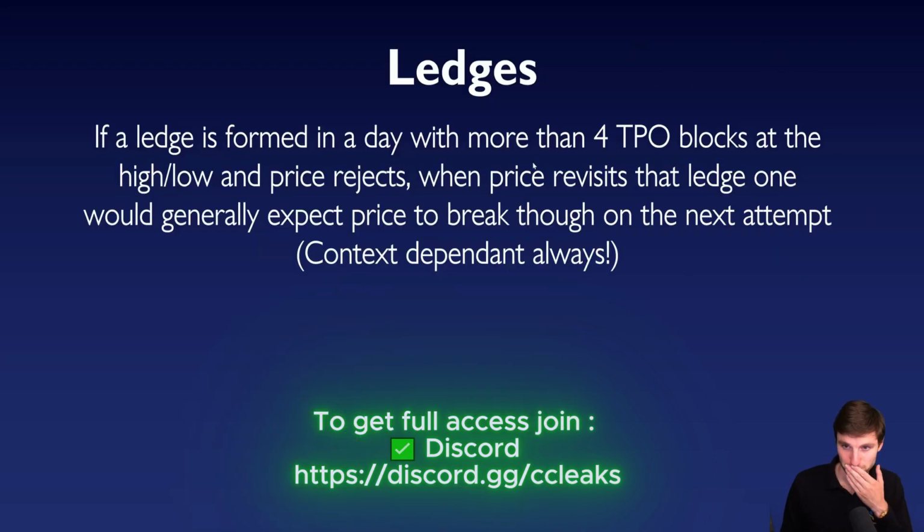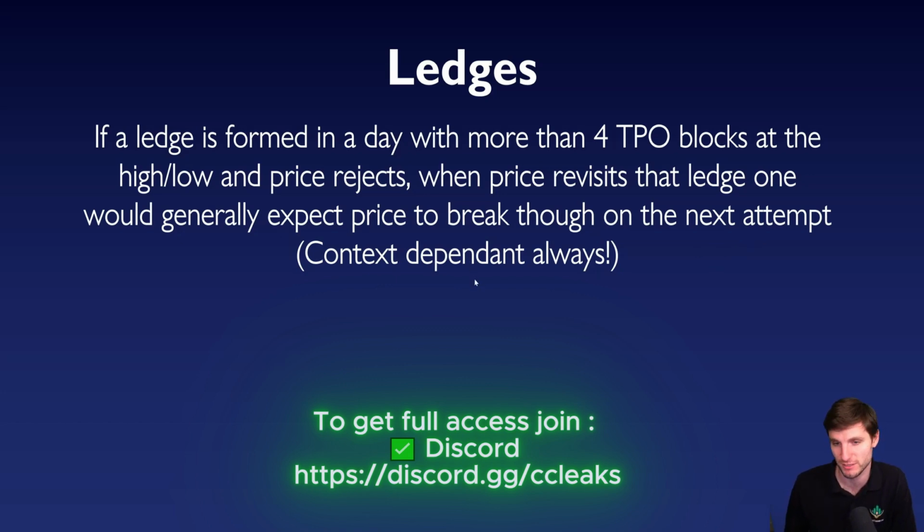So ledgers: if a ledge is formed within a day, and this is my personal idea, so this isn't going to be for everybody, but for me, if there are more than 4 TPO blocks at the high or low and price rejects, e.g. you've formed 4 blocks and are unable to break through a level and price then comes back down, e.g. the price rejects after a few attempts at getting through. When price revisits that ledge, one would generally expect price to break through on the next attempt.